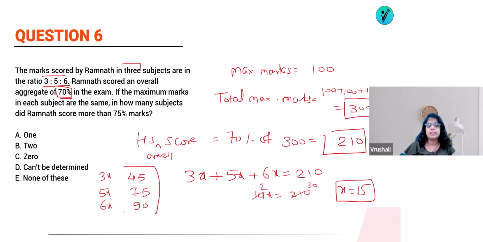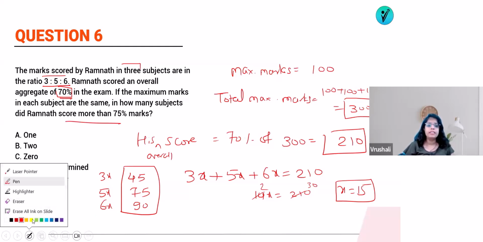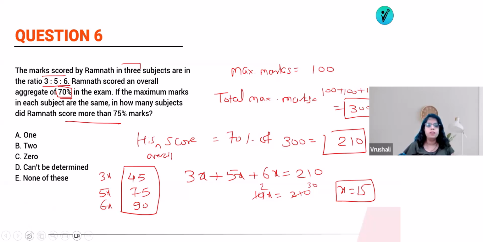These are his marks. So they have asked you in how many subjects did Ramnath score 75% marks or more. So 75 or more than 75 is what? These two are more than or equal to 75. So in 2 subjects, the answer will be option number. That's it. Okay. Now let's go for the next question.